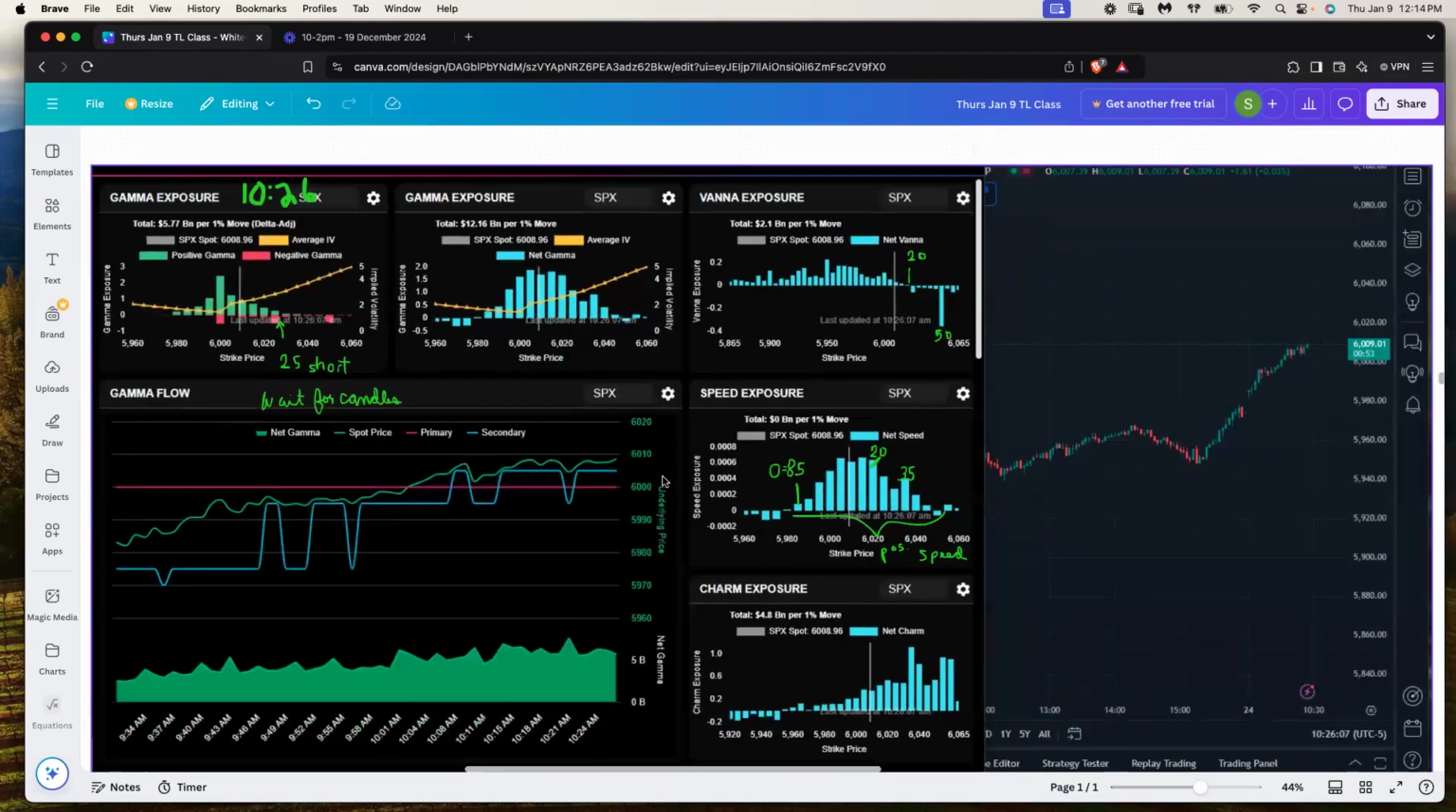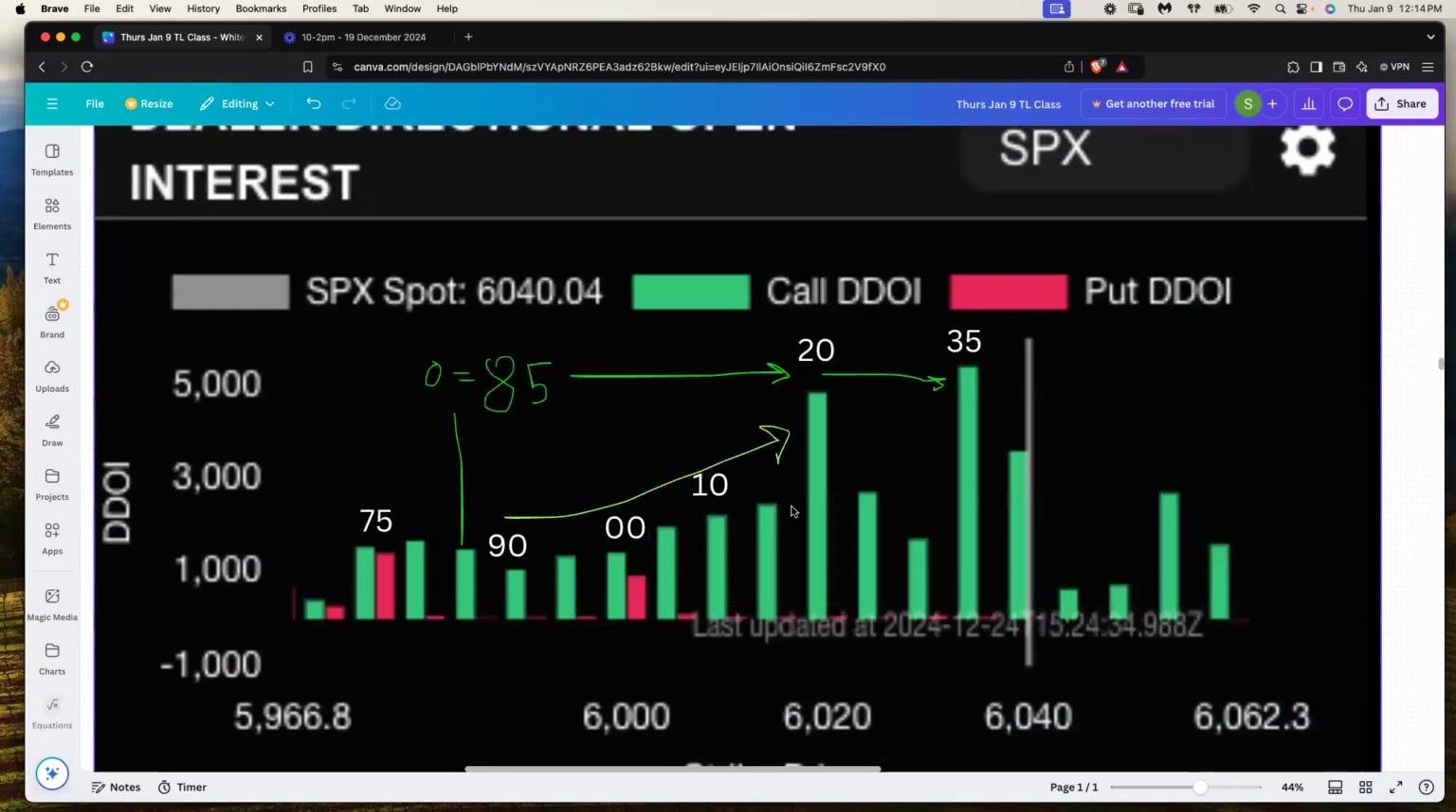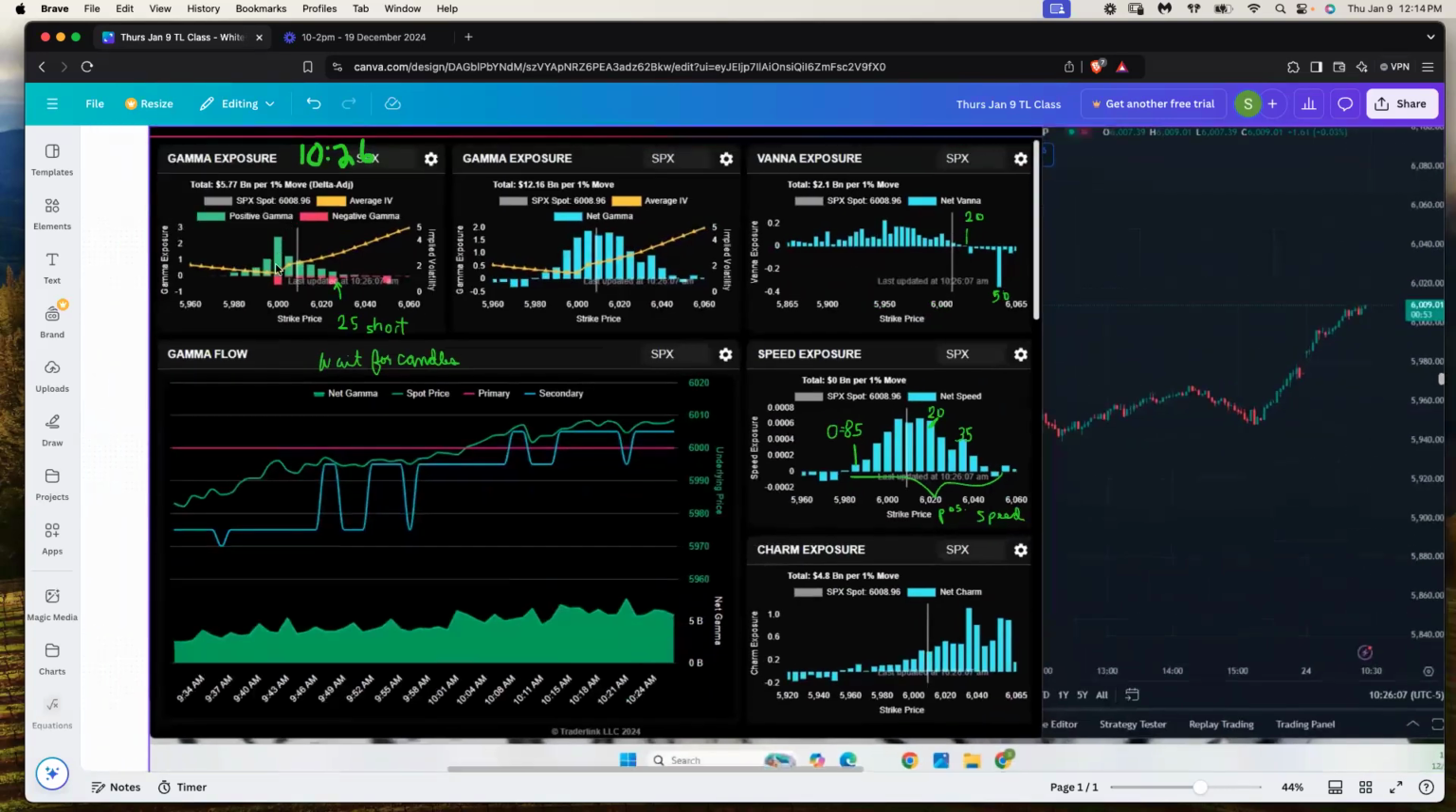So this is basically my board. I stopped looking at Charm. I don't find it as helpful. Maybe I'm not really understanding it well. So even though I have it on here, I'm not going to really focus on it. This is 10:30, about an hour after we open. You see we're well above 6,000. And given where this DDOI chart is, this tells me we've built a pretty good support at 6,000. We might come back to test 6,000, but this is a good support from what everything looks like.